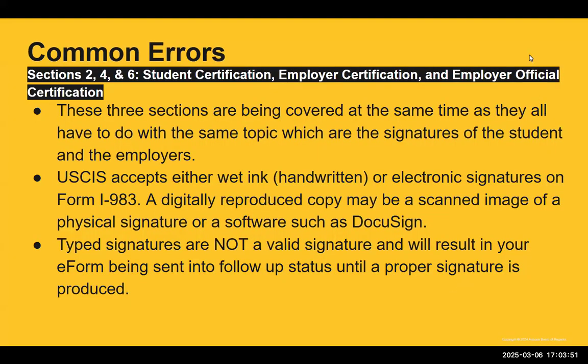Next in the common errors, we're going to be grouping sections 2, 4, and 6, which are student certification, employer certification, and employer official certification, all into one section because they all have the same error, which has to do with the signatures on the document. USCIS accepts either wet ink handwritten signatures or electronic signatures on the Form I-983. A digitally reproduced copy may be a scanned image of a physical signature or software such as DocuSign. Typed signatures are not a valid signature and will result in your e-form being sent into follow-up status until a proper signature is produced.